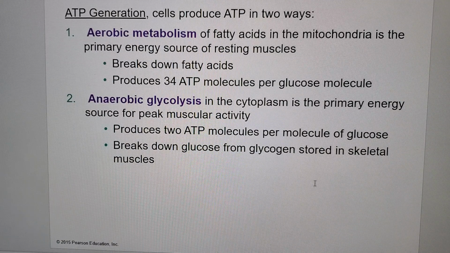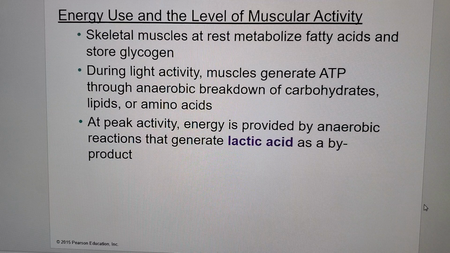Aerobic, with air: 34 ATP molecules per glucose molecule, and this happens in the mitochondria. Anaerobic is going to happen in the cytoplasm. It's during high peak muscular activity, and 2 ATP molecules are going to be produced for each molecule of glucose. A drastic difference. They're used at different times, and you probably want to remember those.